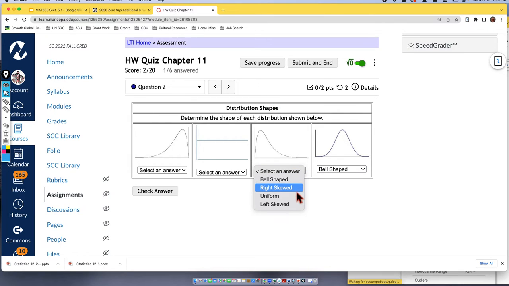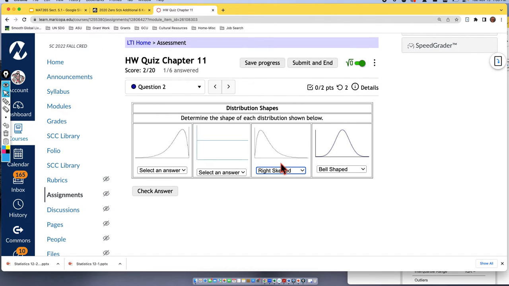Which one is a right skew? Which one's a left? The skew part is the lower part. So this one you might think is a left-hand skew because it's got the most of it over here, but this is actually a right skew. It's where it's sort of been pushed from the right. Okay, so we'll call that a right skew.